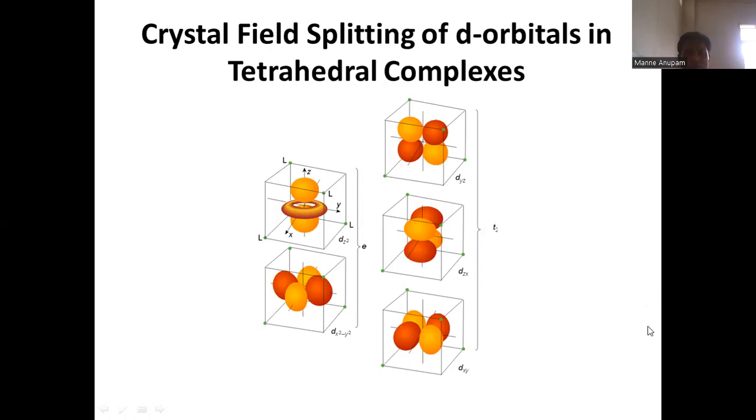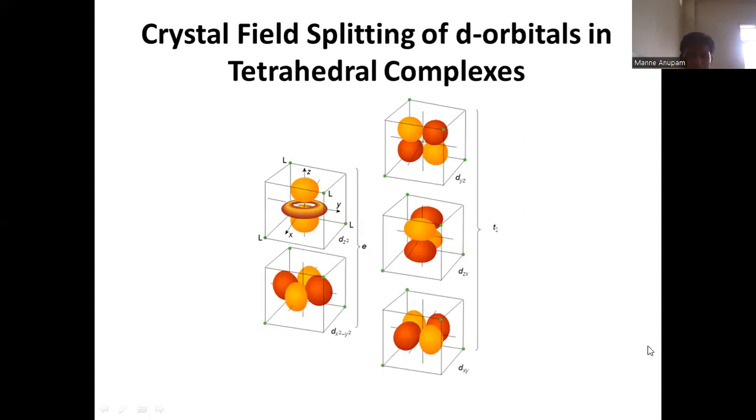After that, we have studied how electrons are distributed in octahedral complexes, which is what we learned in our previous classes. Today we will see how crystal field splitting happens in the d orbitals in tetrahedral complexes.